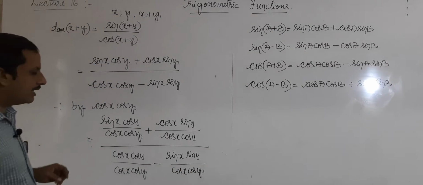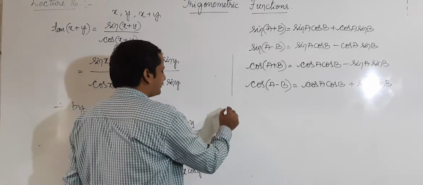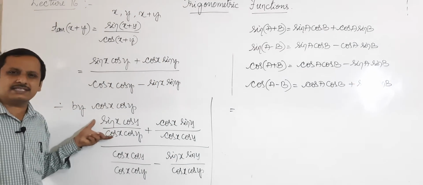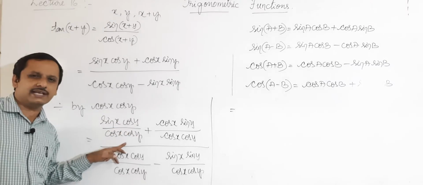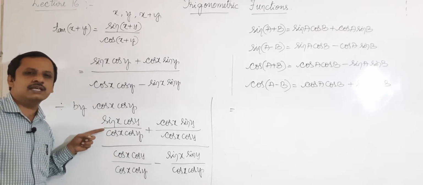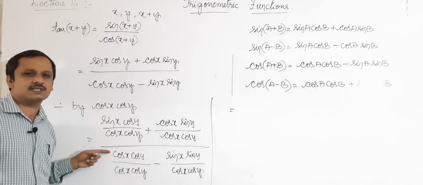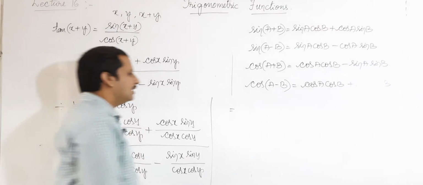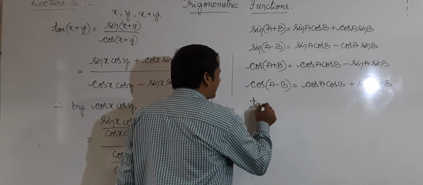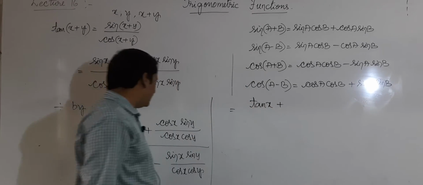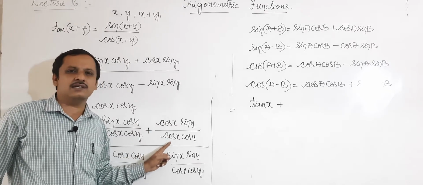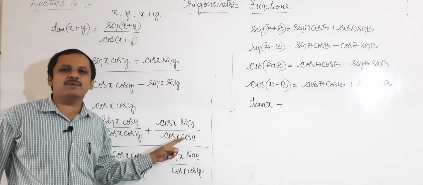Okay, that is equal to, look at this term, cos y gets cancelled. Then we are left with sin x divided by cos x. This cos y gets cancelled. We have sin x by cos x, that I will write as tan x. Plus, in this term cos x gets cancelled. We are left with sin y by cos y.